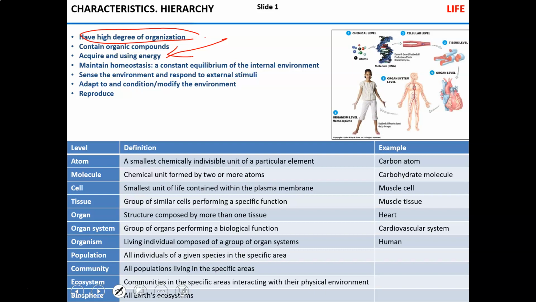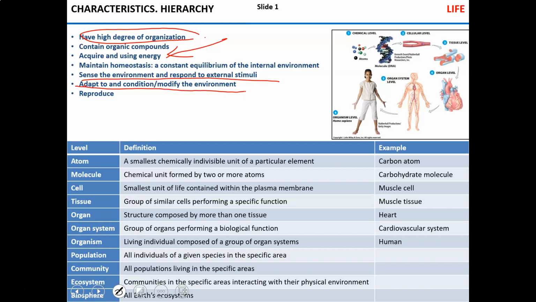They have to acquire and use energy from carbohydrates to move. They should be able to maintain equilibrium in the internal environment, what we call homeostasis. They should be able to sense the changes in the environment and respond to these external stimuli. And when the environment changes, they should be able to adapt to it, to condition the environment, and even to modify it. And of course, they have to be able to reproduce.